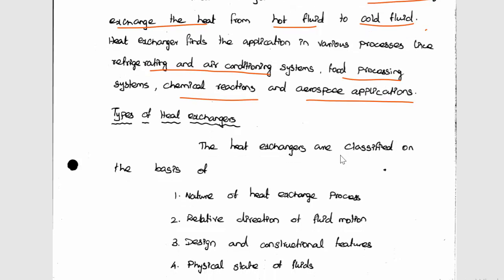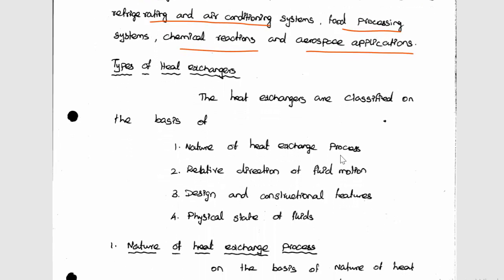Next, we are going to see the types of heat exchangers. Heat exchangers are classified on the basis of various parameters. First is the nature of the heat exchange process. Second is relative to the direction of fluid motion. Third is design and constructional features. Fourth is the physical state of the fluid. Under this categorization, heat exchangers are classified into a number of types.